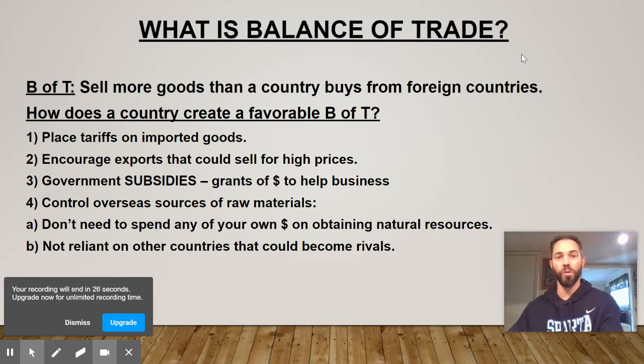We want to control overseas sources of raw materials. That's colonies. That way you don't need to spend any money to obtain those natural resources because they're coming from your colonies. And something we still hear about today, if we are self-sustaining, then we're not reliant on other places that maybe like us, maybe don't like us, or whatever. Okay, so there you go. Mercantilism, super important. Make sure you understand it.